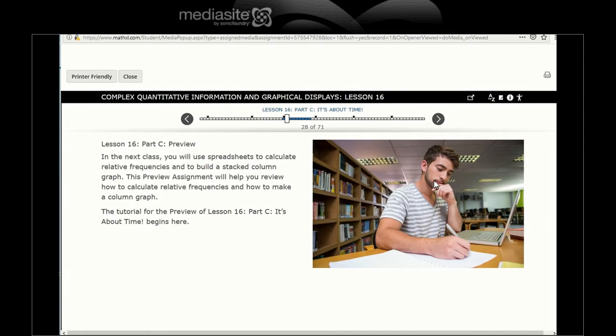In the next class, you will use spreadsheets to calculate relative frequencies and to build a stat column graph. This preview assignment will help you review how to calculate relative frequencies and how to make a column graph. The tutorial for the preview of Lesson 16 Part C, It's About Time, begins here.